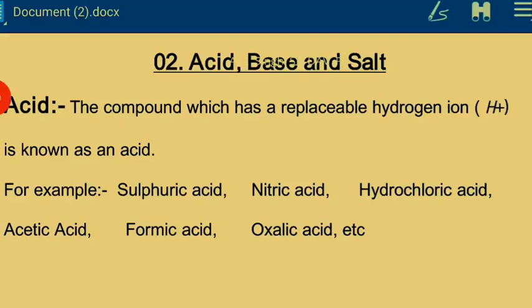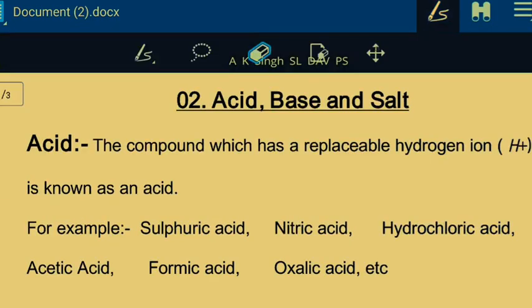Dear students, Namaste. You have read the first chapter. The first chapter is complete, and now you have to study the second chapter. The second chapter is Acids, Bases, and Salts. Now you have to study: what are acids, bases, and salts?